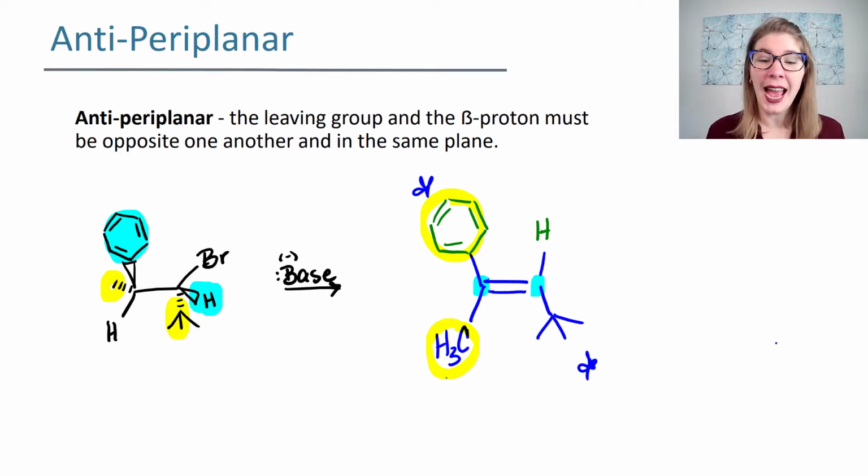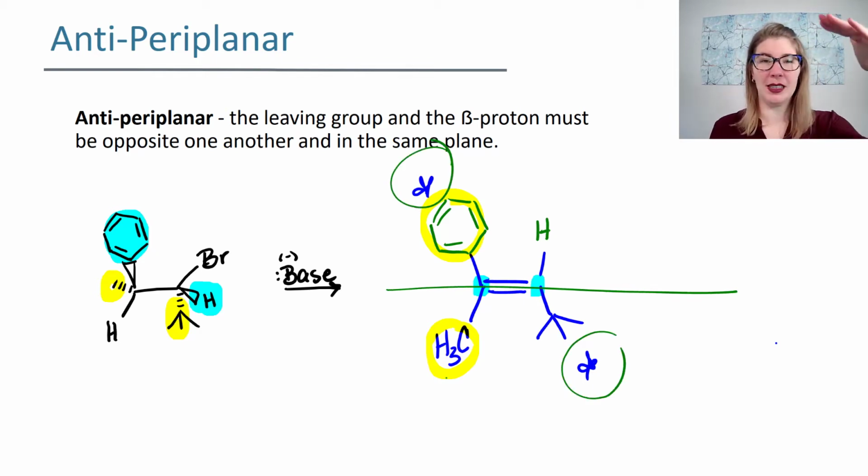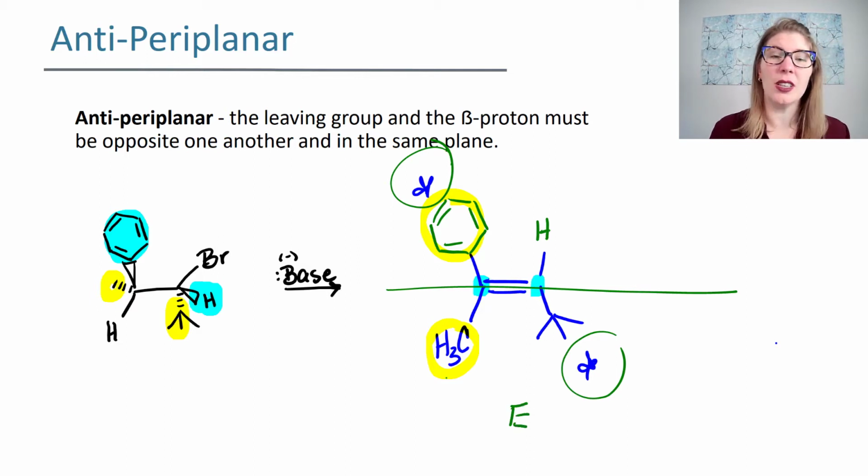And when I look at this now, I'm going to change my perspective and look across my pi bond and see that I have one group up here and one group down here. So they're on opposite sides. If they were on the same side, that would be Z. If they're on opposite sides, this would be E. So your E alkene is your only possibility as a product here.